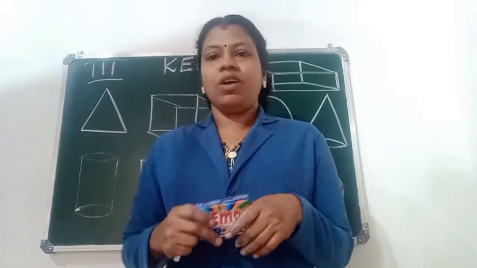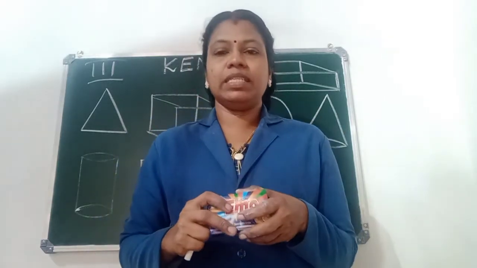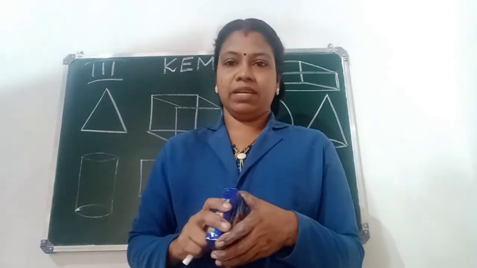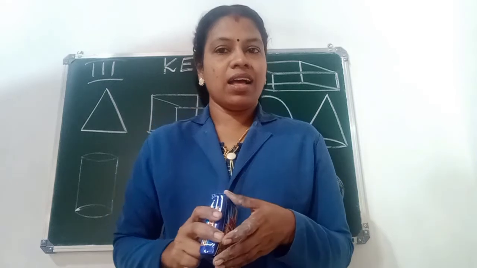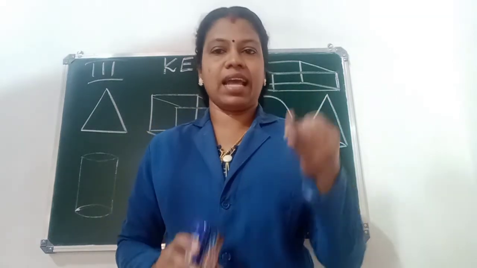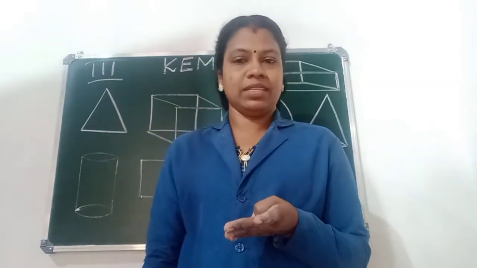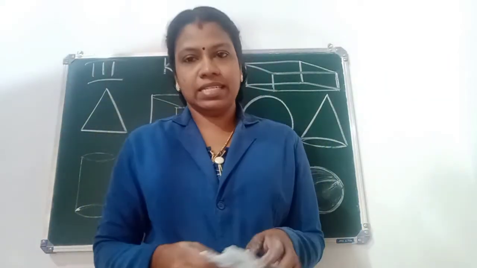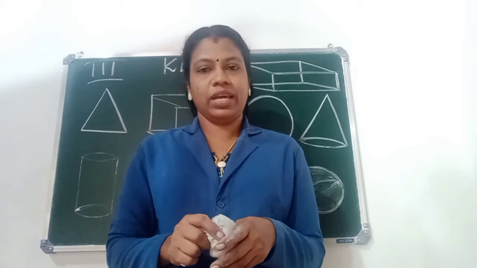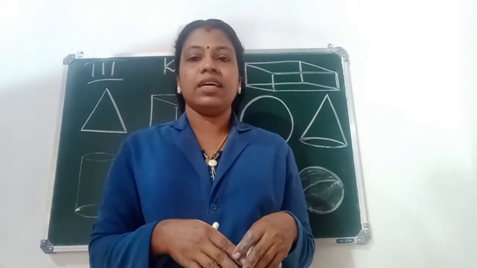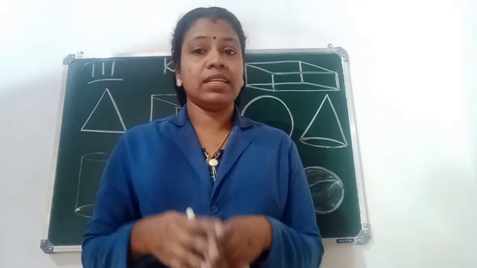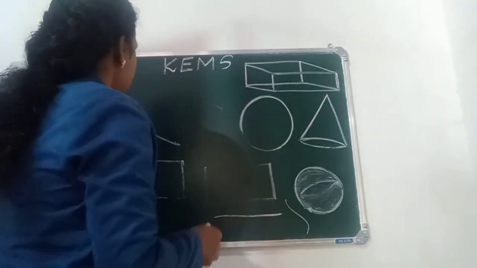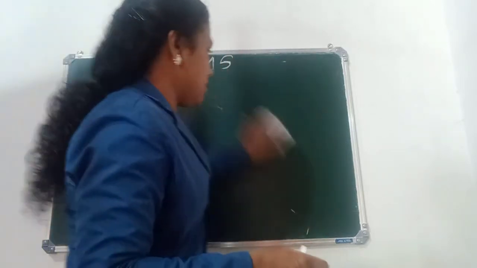Now, already you know the names of plane shapes. We learned the plane shapes. They are triangle, rectangle, square and circle, isn't it? Let us revise these plane shapes and their properties. So you have to learn these shapes' names and their properties. First, let's go through all the plane shapes.